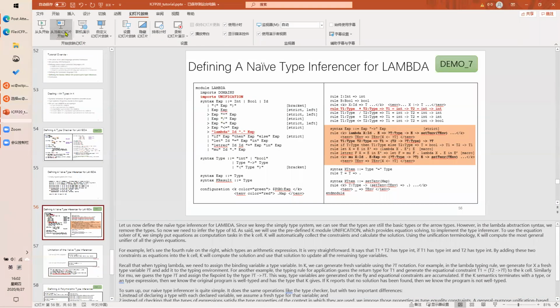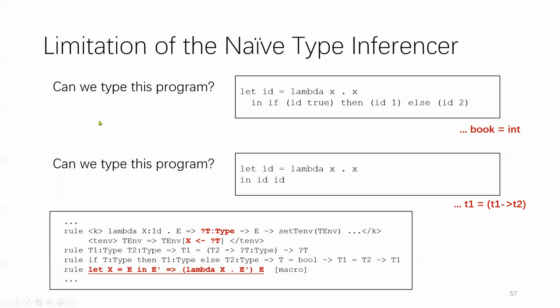All right, so there are some limitations of this naive type inferencer. Let's see these two programs. The question is, can we type them? Let's look at the first program. We have let ID equals identity program, and we have an if-then-else statement. We apply ID to true, but then we apply ID to 1 and 2, right?